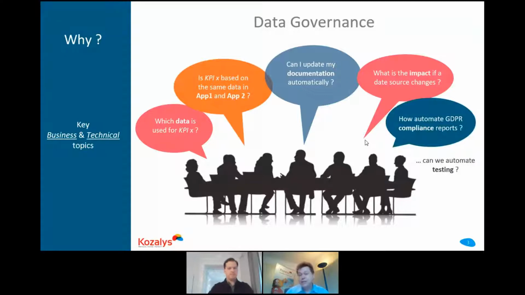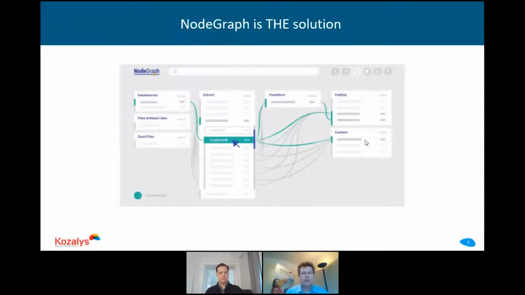And also, if you use personal data in your business application, you must probably generate some compliance reports. So how can you automate the generation of these reports to make sure that only the specific person may access the personal data? And there are many other questions, like how can I automate testing? That is also part of data governance, to make sure that you have the correct results. So data governance can be very broad, and that's the reason why we have worked with NodeGraph for several years. They have a fantastic solution to cover all these questions, both for the business users and the technical users, from the data sources to the published applications that you deliver to your internal or external users.